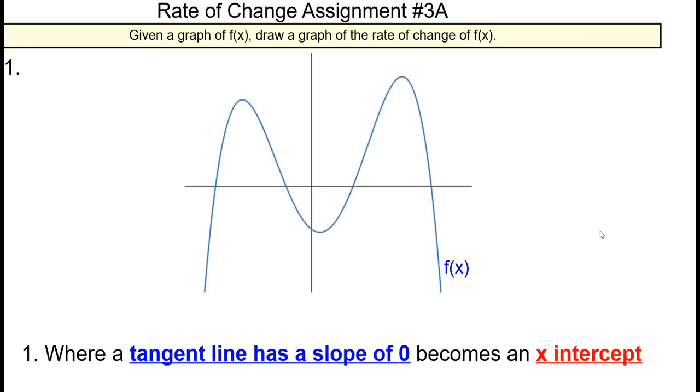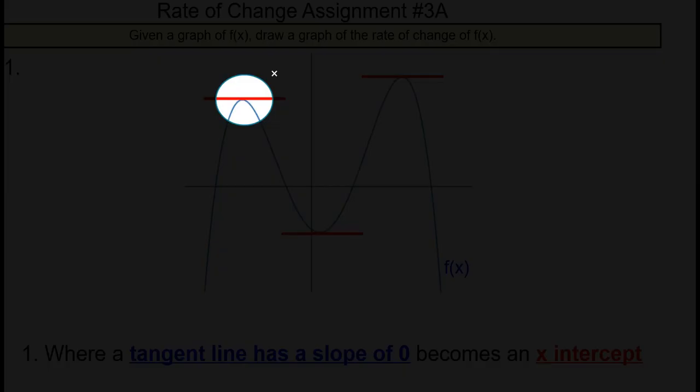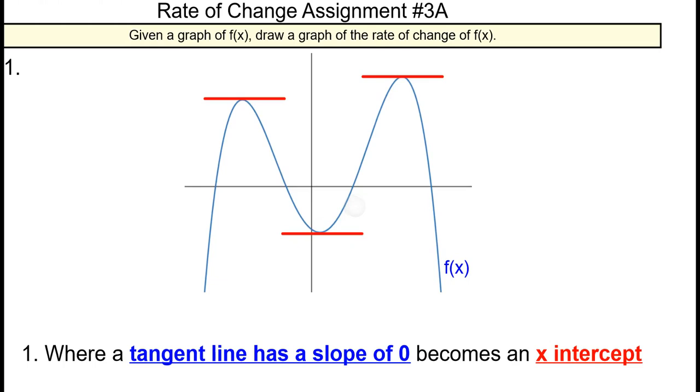Where a tangent line has a slope of 0 becomes an x-intercept. The tangent line is 0 at these 3 locations: at this maximum, and this minimum. So let's move each maximum and the minimum vertically to the x-axis. It's always good to know where a function hits the x-axis.